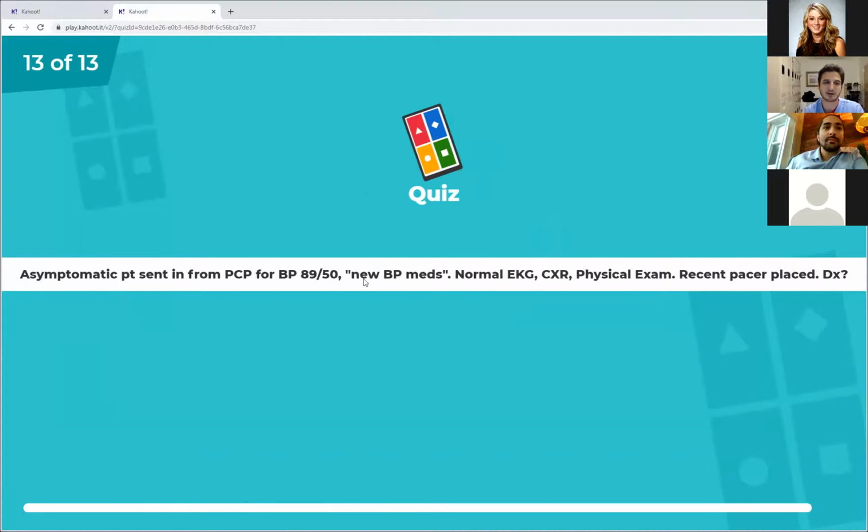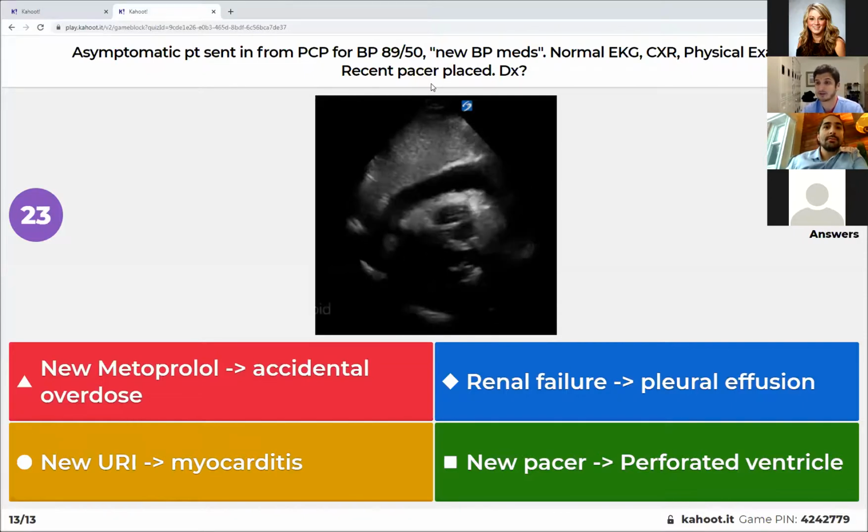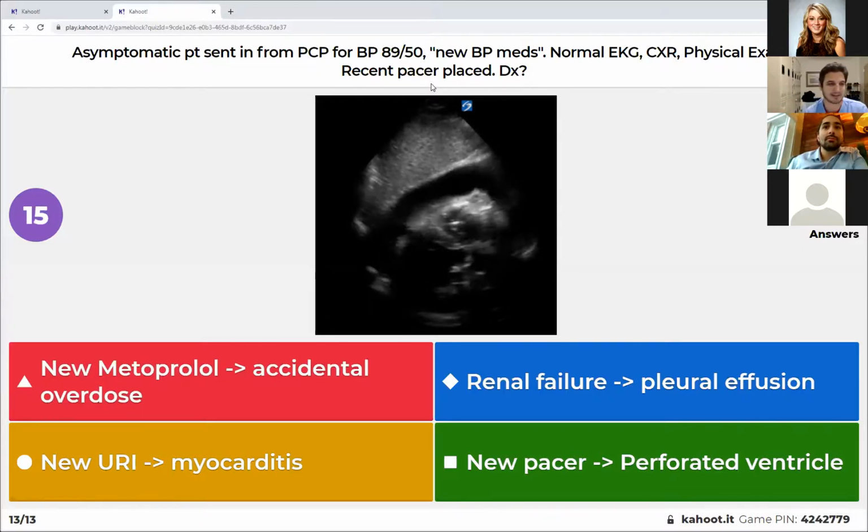The patient has no symptoms. They went to their PCP's office for a routine follow-up. They're found to have a pretty soft blood pressure. They attribute it to new blood pressure meds because they just saw their cardiologist a week ago. They had the pacer replaced. They went and had everything tuned up, got all their meds adjusted. And so the doc saw them and said, hey, why don't you just admit him to my service?